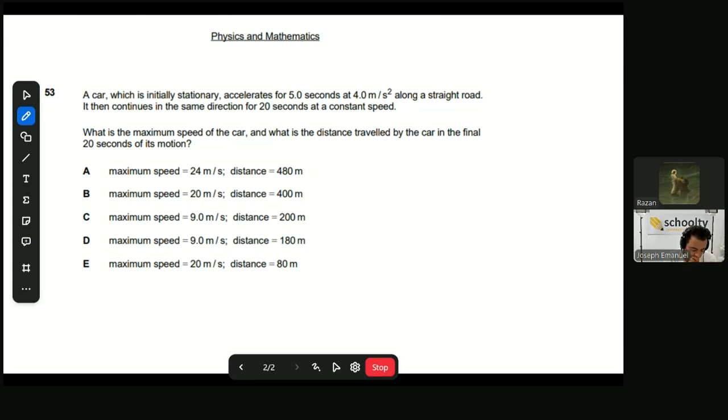What is the maximum speed of the car, and what is the distance traveled by the car in the final 20 seconds of the motion? Okay, let's understand the question.